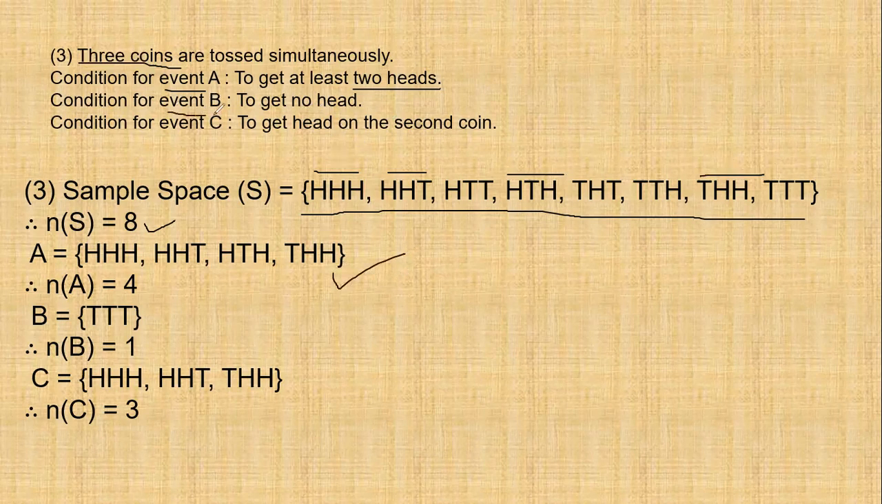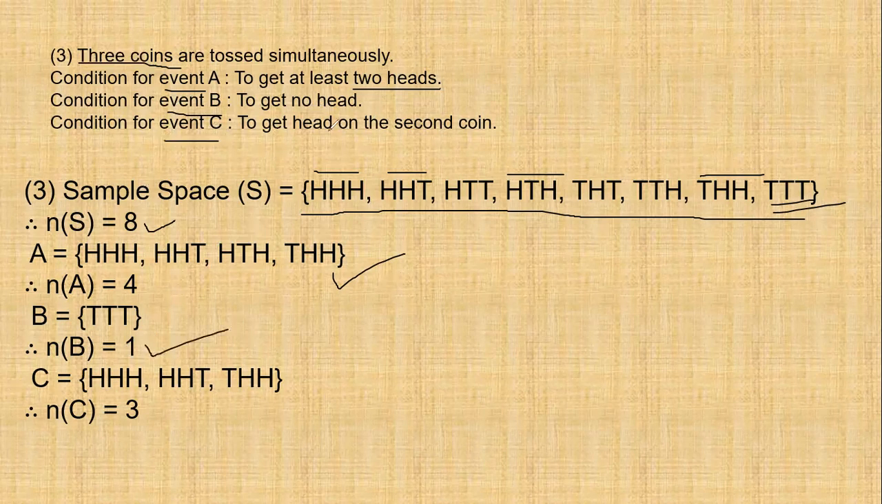Then event B, to get no head. No head means there is no head at all. So only one is there, that is T, T, T. How many? So it is 1.